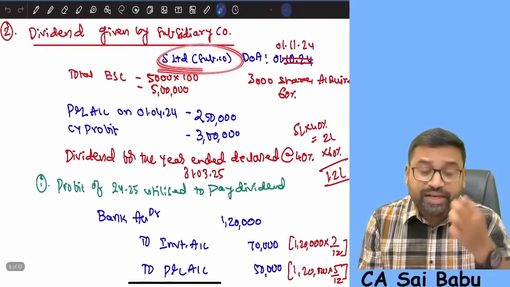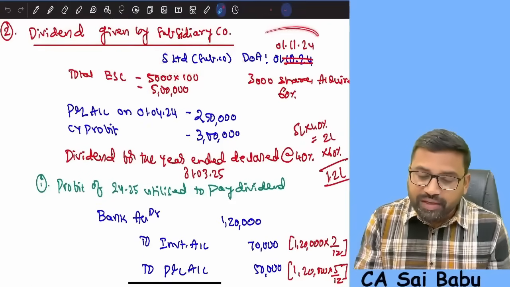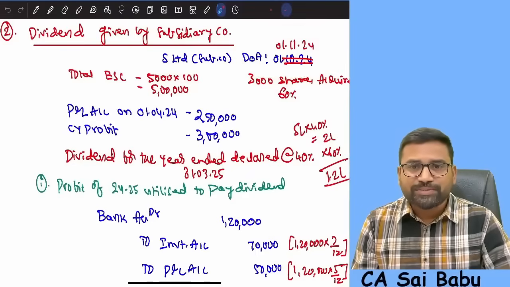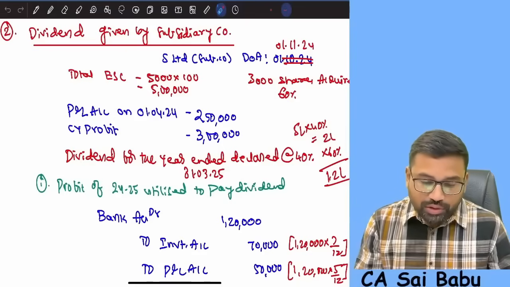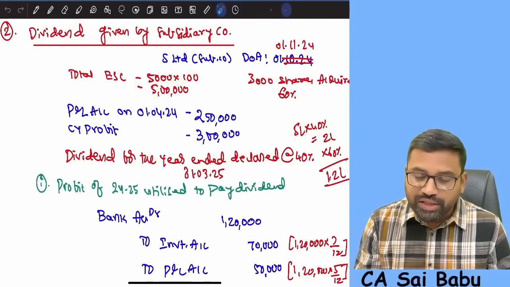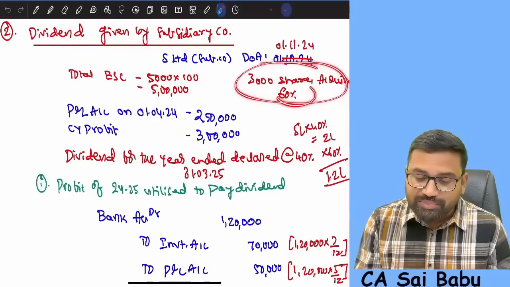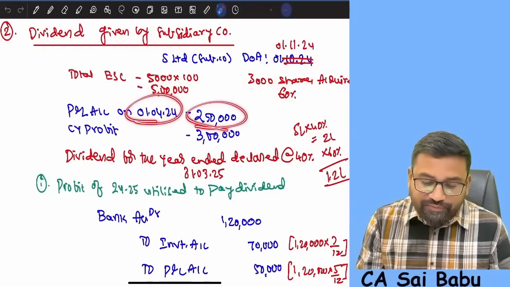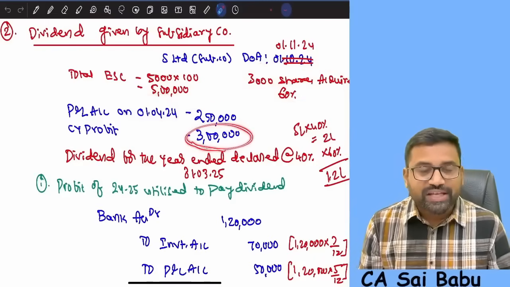Now see this. I have given one example also. Suppose subsidiary company S Limited. The parent company acquired the subsidiary company on 1st November 2024. That means the first 7 months are pre, the next 5 months are post. Total 5,000 shares are in the subsidiary company. The parent company acquired 3,000 shares. That means 60% shares. Opening P&L account balance is 2,50,000 in the subsidiary. Current year profits are 3 lakhs.